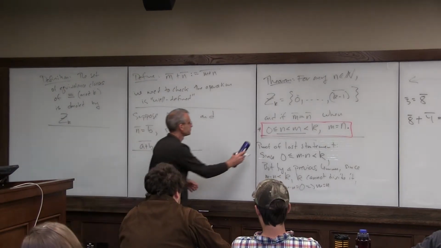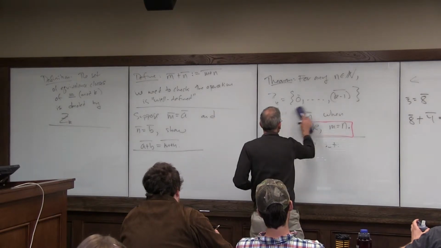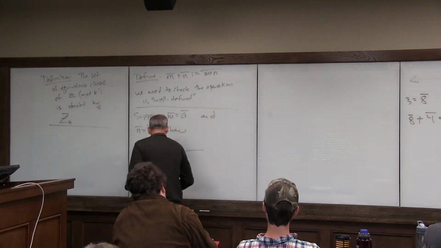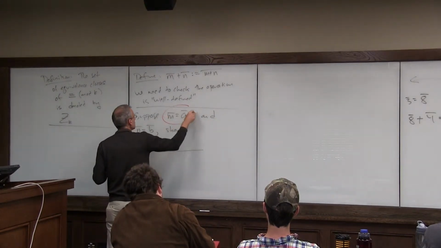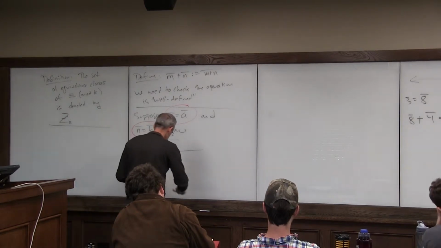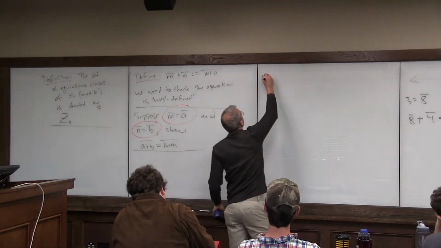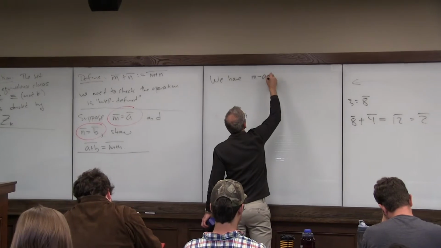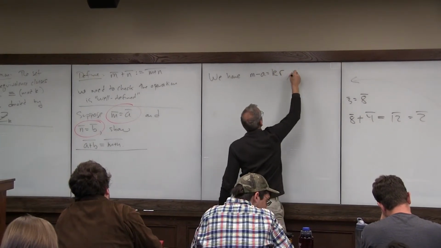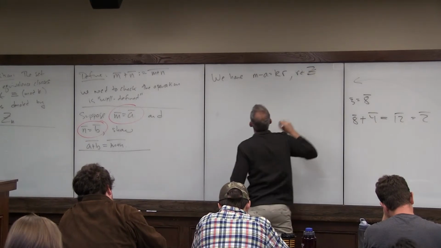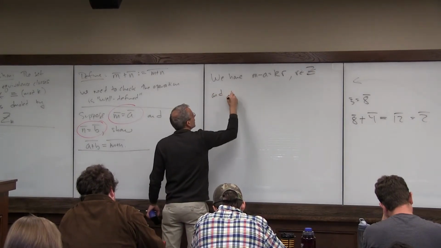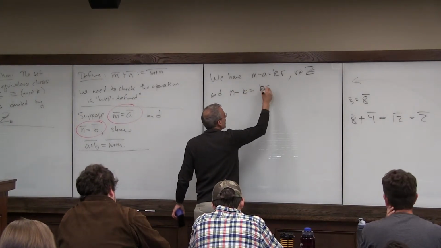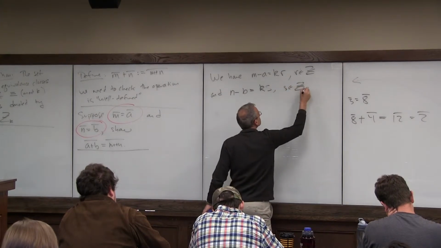All right, so let's do that. Okay, I'm going to use these two things here. And those mean the following. So we have that m minus a equals k r, where r is an element of z. And n minus b equals k s, where s is an element of z.